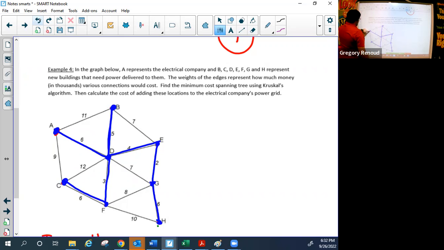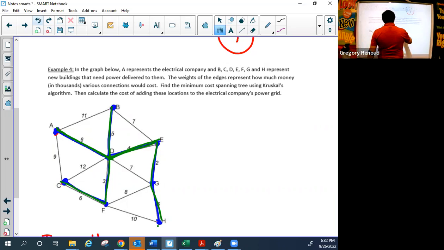So if I'm the power company at A, I could send out power to wherever I want. I could get it to D, and then from D, I could go to B, E, or F. If I want, I could get power there. I could go from A to D to E to G to H. So the power is connected there.